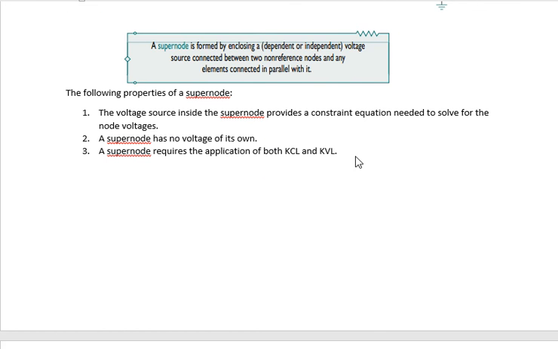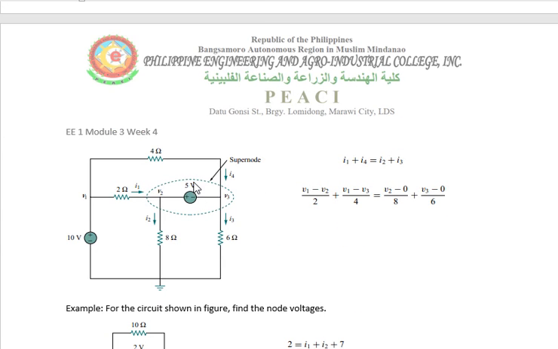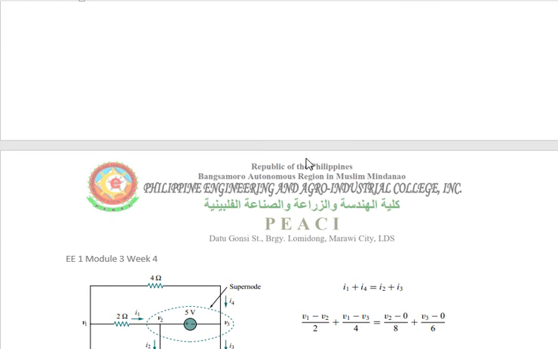So kung babasahin natin to, supernode means that kung meron tayong dalawang node which in between them is the voltage source, so you can just assume that one as a supernode para iisa lang yung calculation natin. Yun yung ibig sabihin ng supernode. Hindi ko na to babasahin. So, yun lang yung ibig sabihin niya.